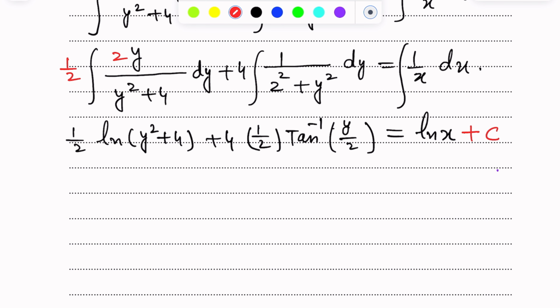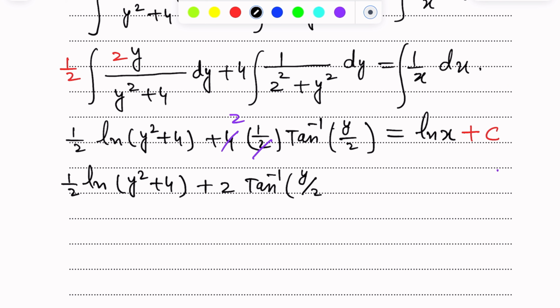Now we will simplify it. 1 over 2 log y square plus 4, cancel out, 2 tan inverse y over 2 is equal to log x plus c. Let this be equation A for reference.